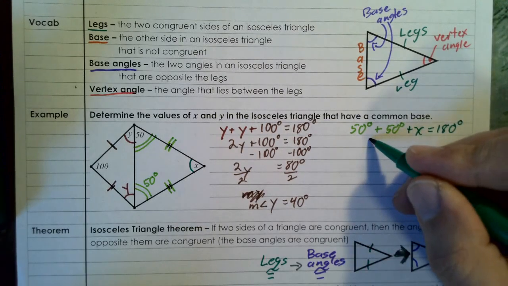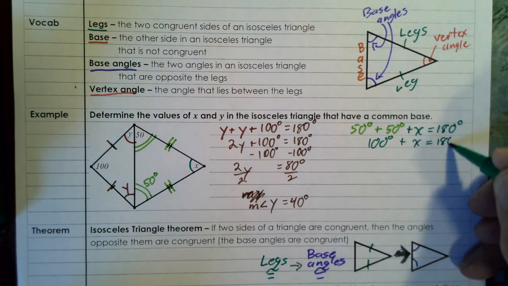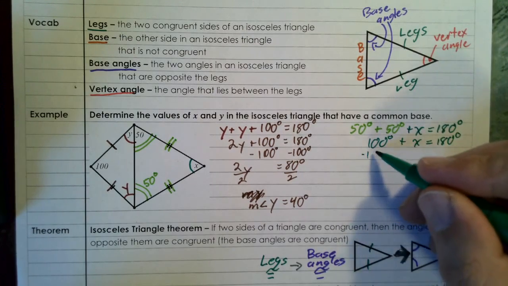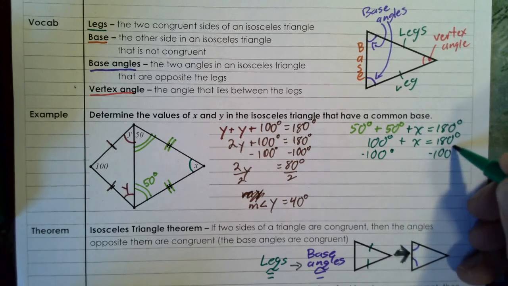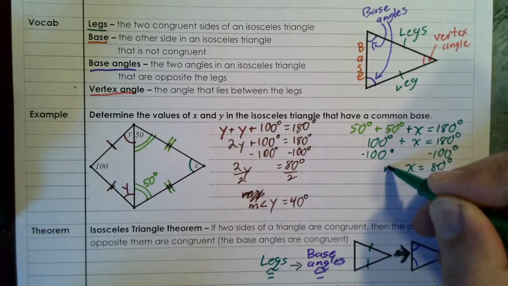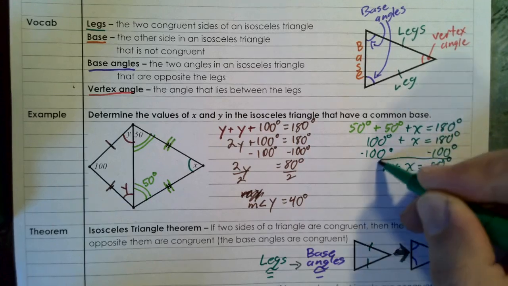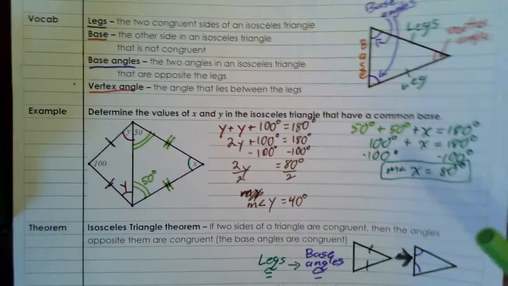Quick solve here. We get 100 degrees plus x equals 180 degrees. Subtract 100. We can say x equals 80 degrees. Well, the measure of angle x has got to be 80 degrees. Cool little solve.